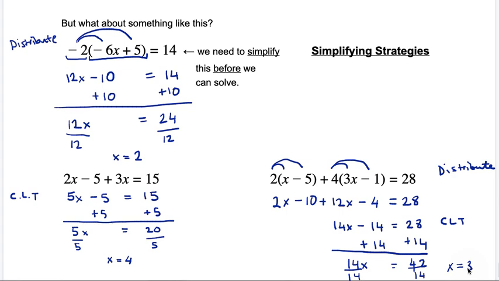Okay, so obviously the rest is really straightforward. The idea is that we can either distribute or combine like terms or a combination of both before we start.